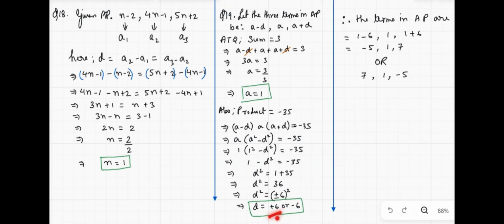We have 2 values of D, it can be plus 6 or minus 6. Suppose at first we take D equal to plus 6, we have A minus D, then A comma A plus D. A is 1, so here it will be 1 minus 6 and here 1 plus 6. We have minus 5 comma 1 comma 7. When we take D equal to minus 6, we will get 7 comma 1 comma minus 5. So this is the given AP.